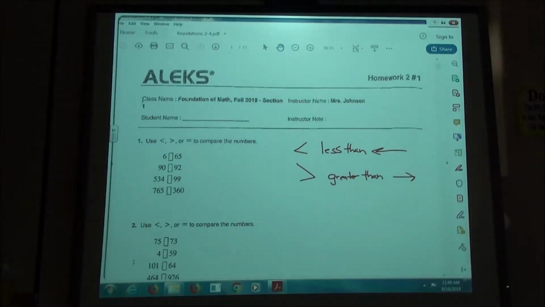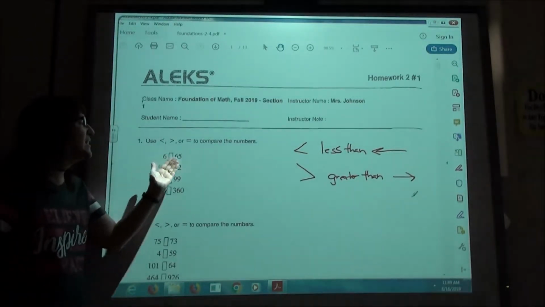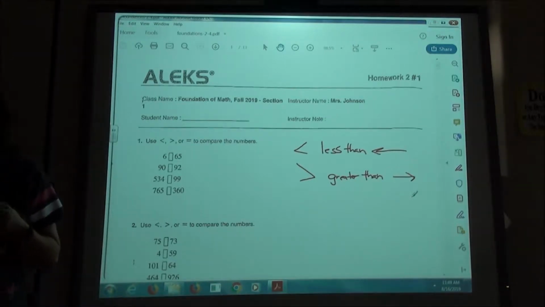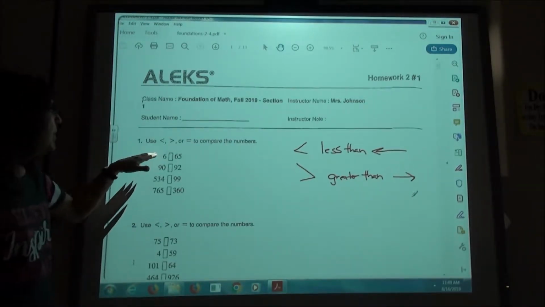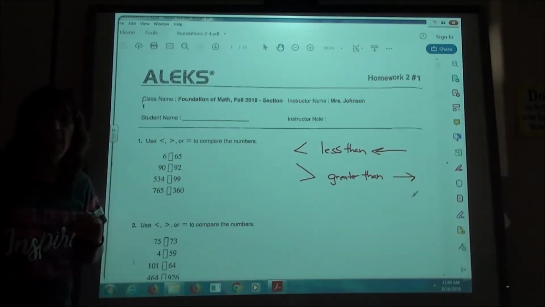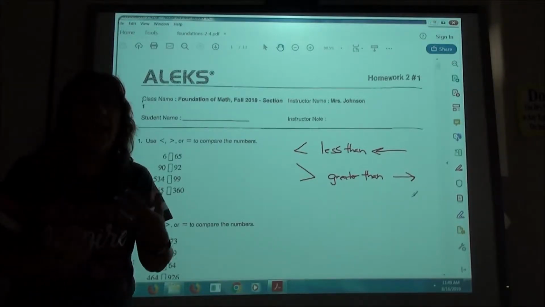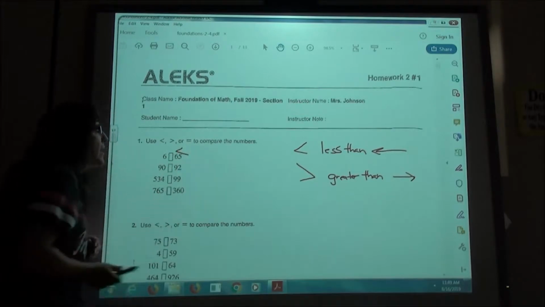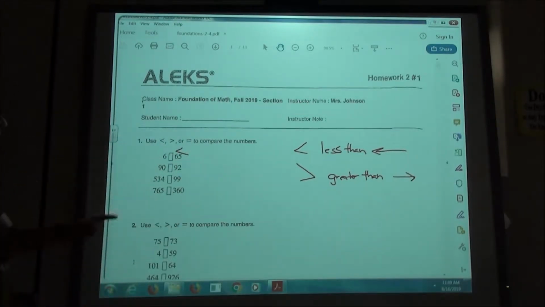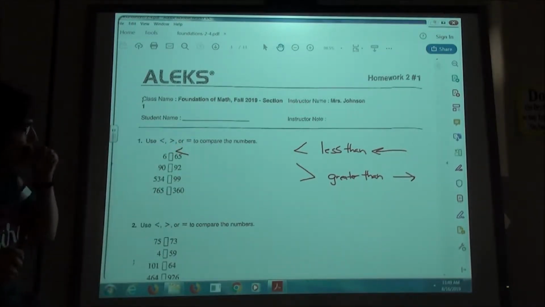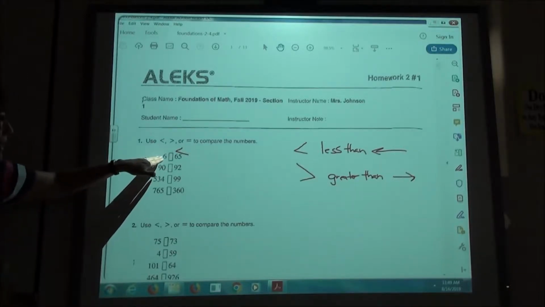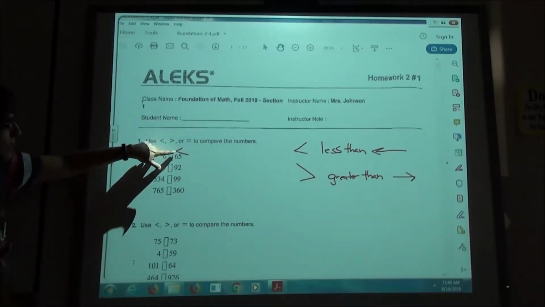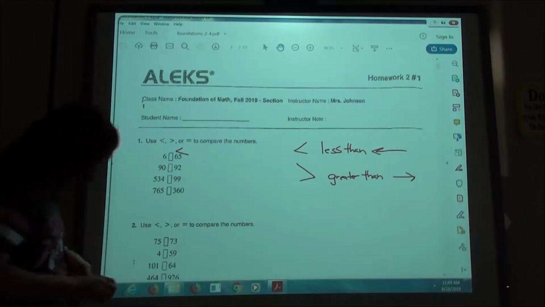So when I'm comparing 6 to 65, I like to think about it as money. If I'm comparing $6 to $65, $6 would be less than $65. So my symbol in there, it's not writing where I want it to, but I'll write it there. My less than symbol should point at the smaller number. The small end by the small number, the big end by the big number.